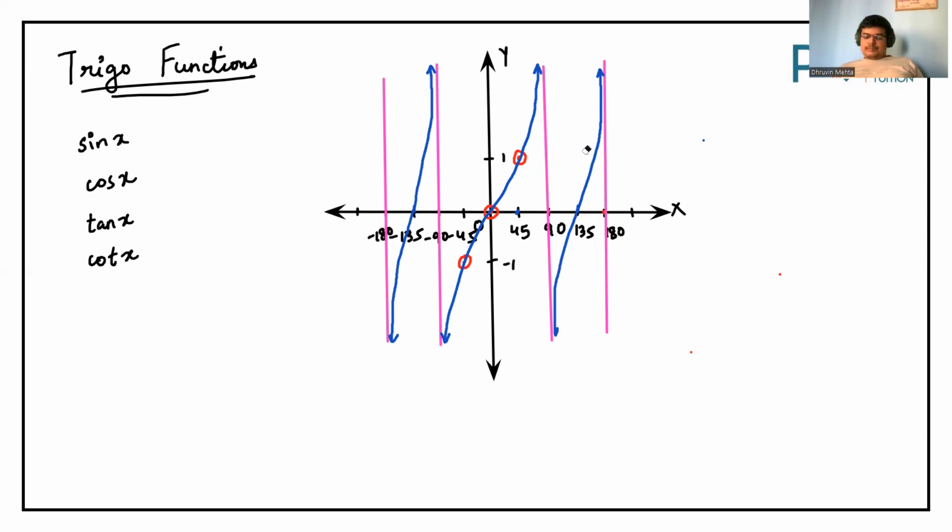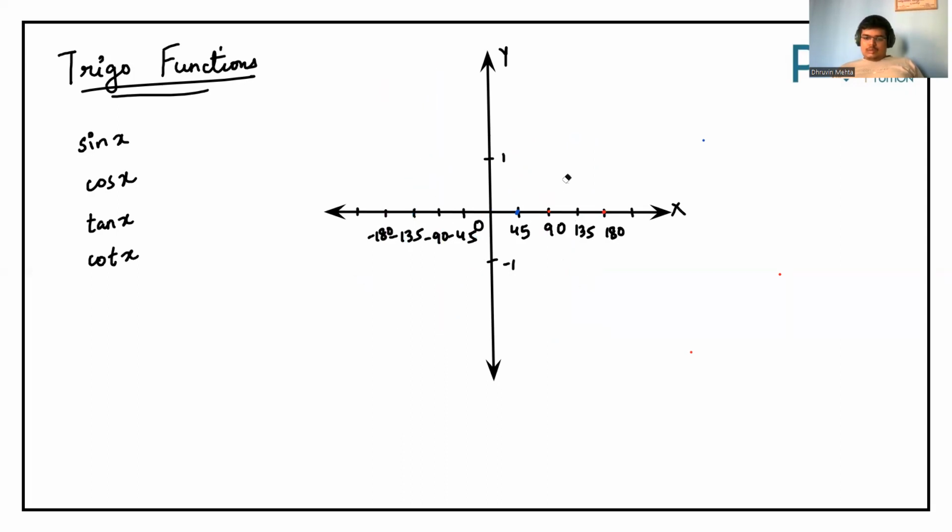Done. Shall we take cot? Yes sir. So cot of which angle is not defined? Cot 0 is not defined. Sorry, tan 90 is not defined, Arush. Cot 0 is not defined. So do you realize, zero means this is zero. Then next at 180, cot 180 will be not defined. Next at cot minus 180, that will be not defined.